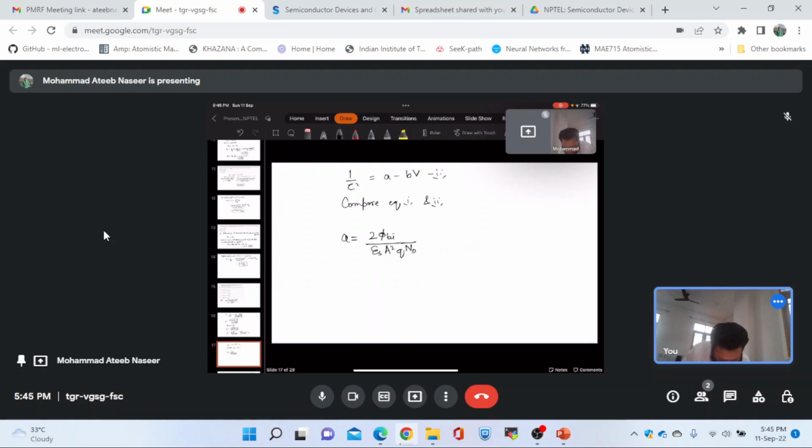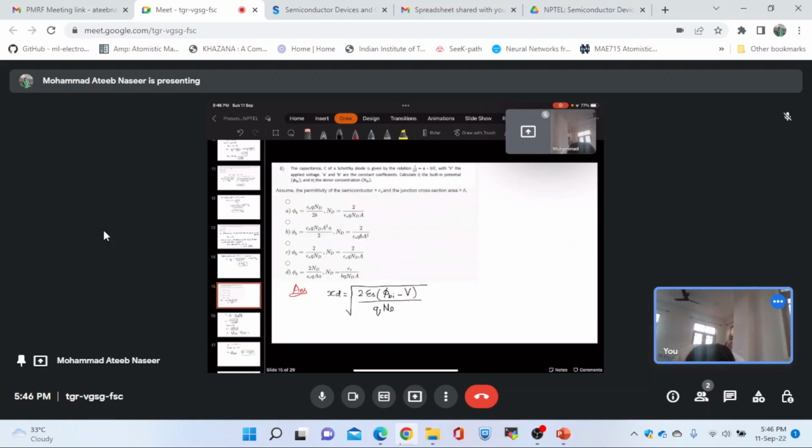So we have got the value for A, and from it the built-in potential. I can simply write the built-in potential as epsilon s A square Q N D times A, divided by 2. So this is the built-in potential that we were required to find. This phi bi or phi b, it is one and the same thing.